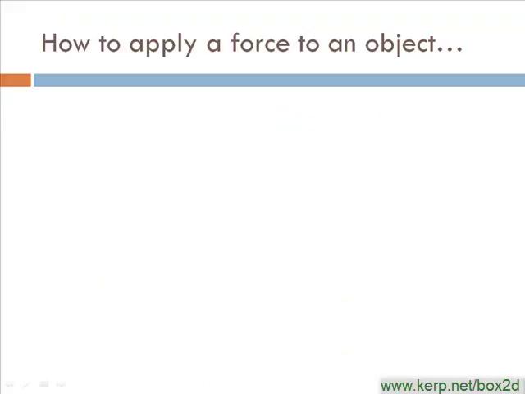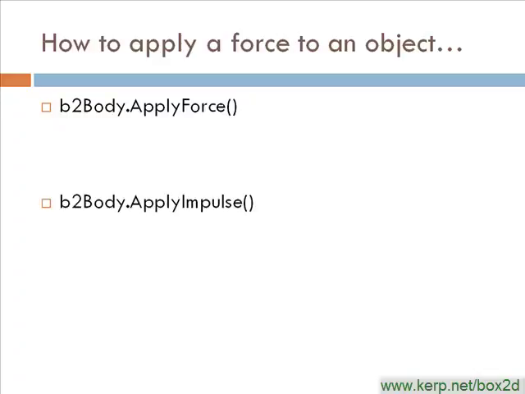So Box2D has two functions that are both part of the b2Body class that allow you to apply a force to an object. There's something that is called, appropriately enough, ApplyForce, and there's something else called ApplyImpulse. They both do essentially the same thing, but they do it in kind of different ways. ApplyForce is generally a function that is used to apply force over time. It's intended to be used over the course of several frames as you gradually want to apply a force to something and then eventually turn it off.